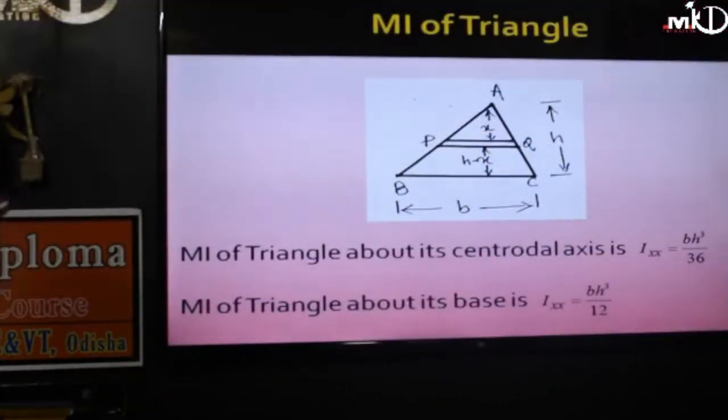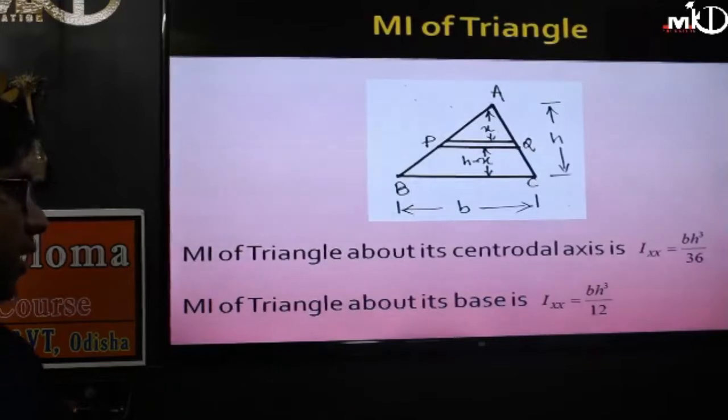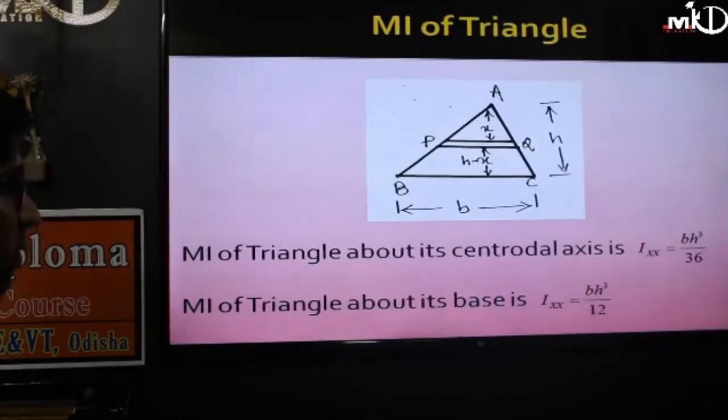So we will derive the moment of inertia for this triangular section, that is ABC triangular section, and these are the expressions I have already written here. Moment of inertia about the x axis, the central axis, is bh cubed by 36, and about its base bh cubed by 12. So this expression we will derive now. Let's have a look on this board.